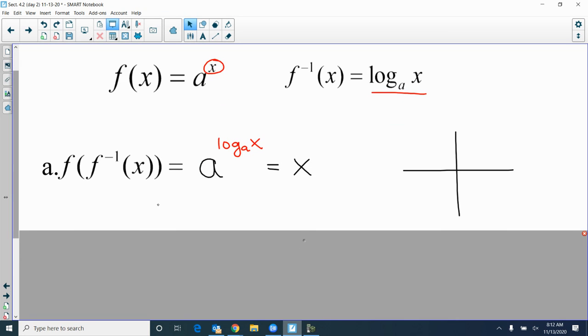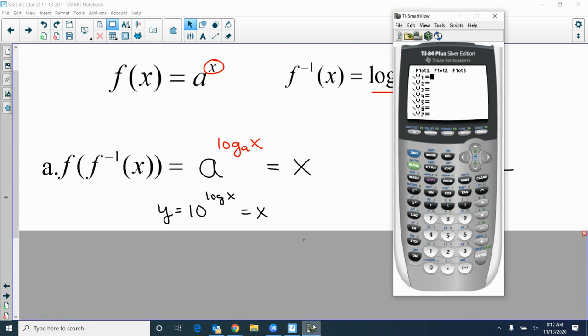So we want to graph y equals 10 to the log of x, and we know it should equal x. So go ahead and graph it and let's see what it looks like. So 10 to the log, L-O-G, parentheses, log of x, and graph. All right. Looks like that, right?